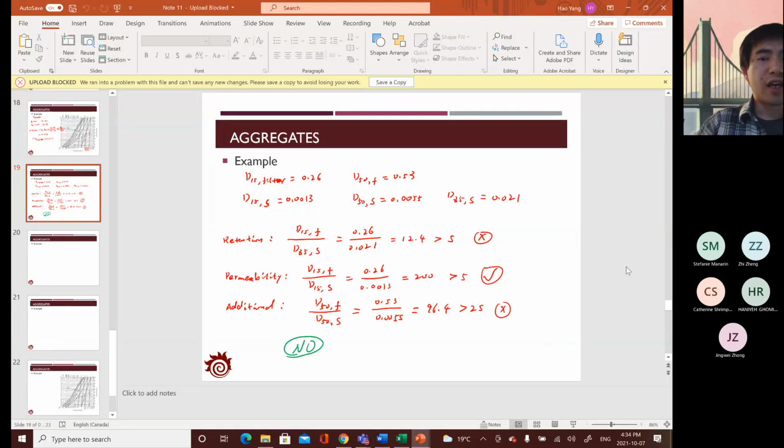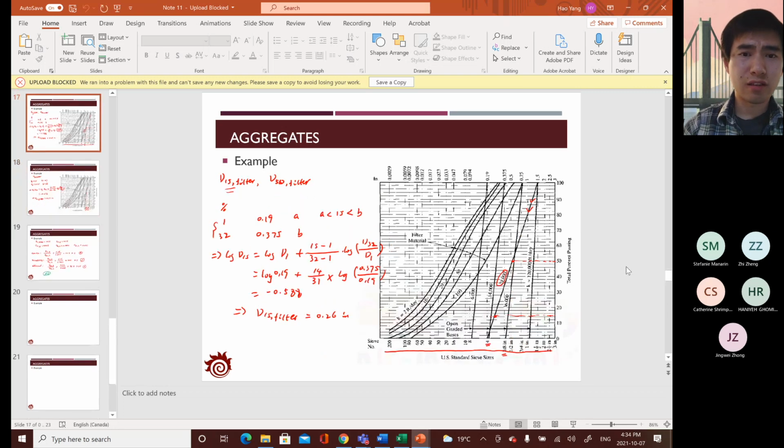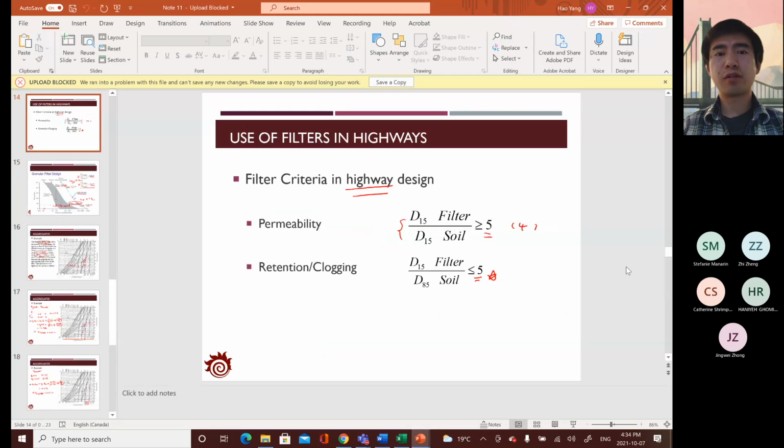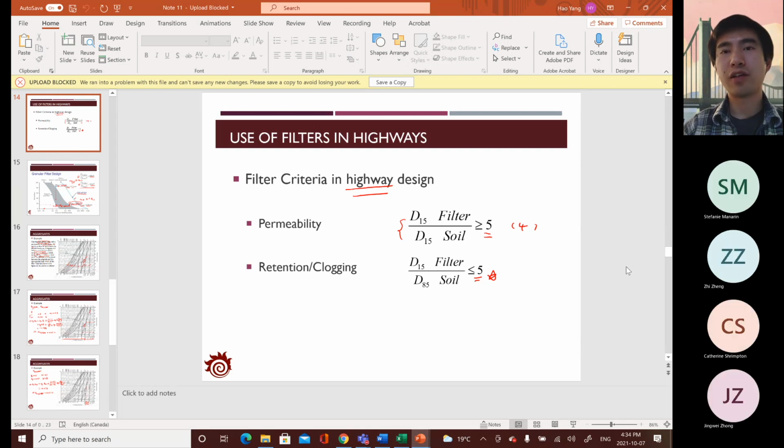So yesterday we finished the analysis of the filtering criteria for aggregates, to identify whether one is appropriate for the drainage layer. We analyzed the filtering criterion based on permeability and retention. Generally, there are two major criteria. For permeability, we need the ratio between the filtering material and the soil at their effective size, around 15%, which should be higher than 5, or for some other models at least higher than 4.